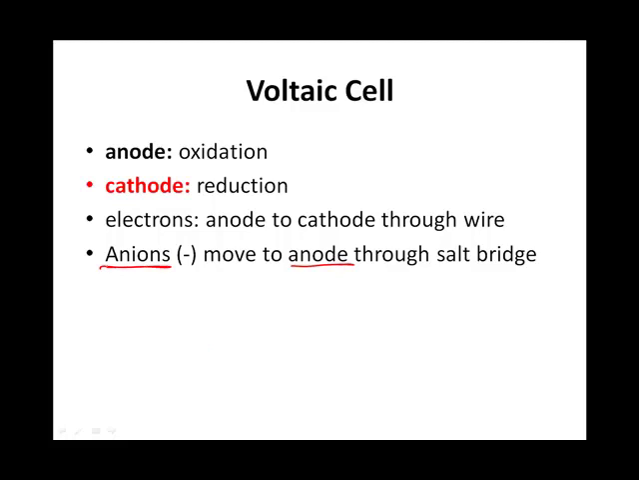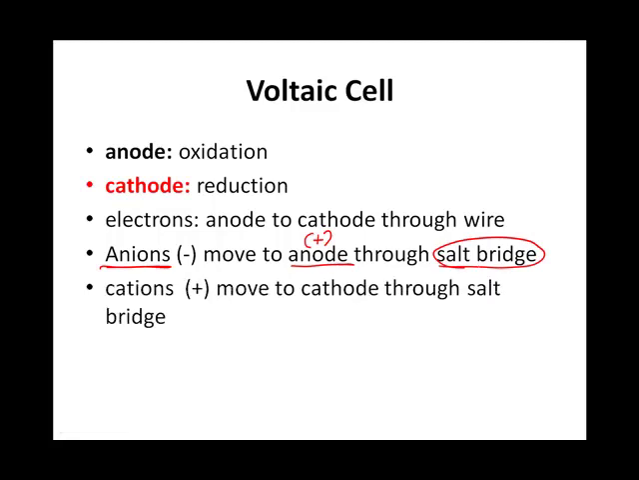The reason is that the anode has a positive charge, and the anions always move through what we call a salt bridge. Cations, which are positive, move to the cathode because the cathode is negative in charge, and opposites attract, and they move through a salt bridge.